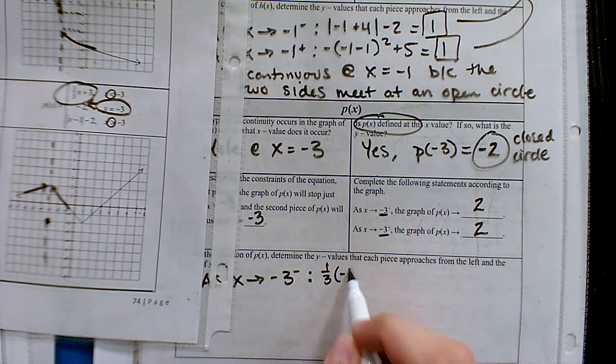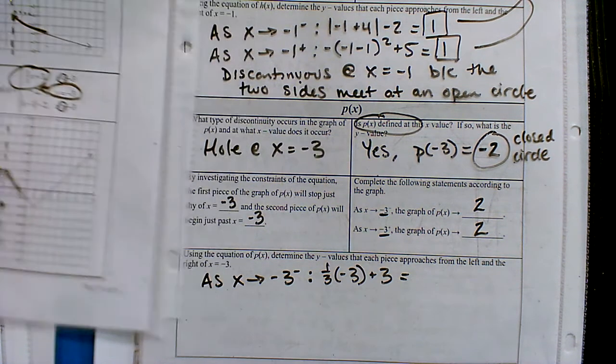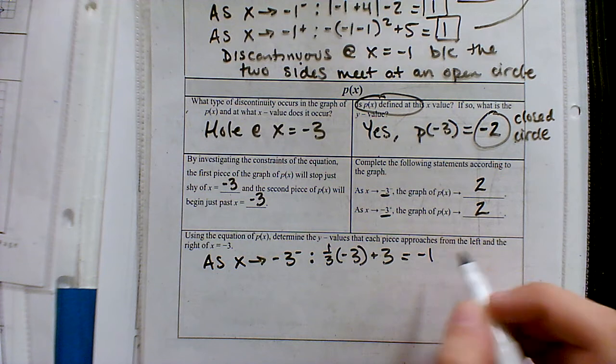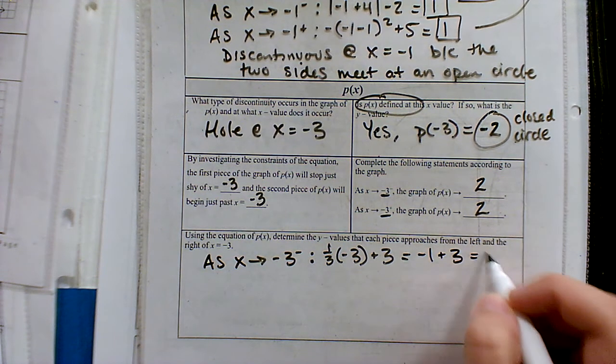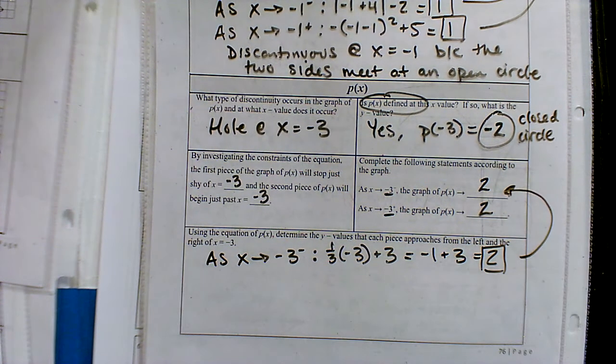Let's go ahead and plug in -3 there. All right, 1/3 times -3, we got -1. Then plus 3 would give us 2. Checks out.